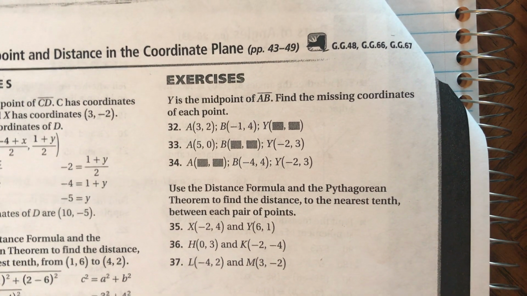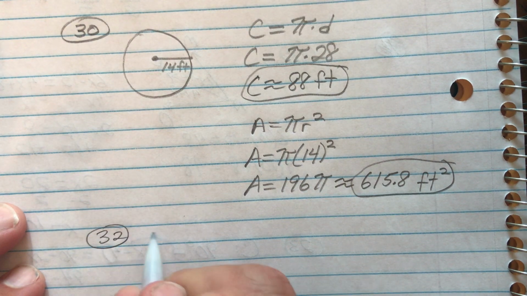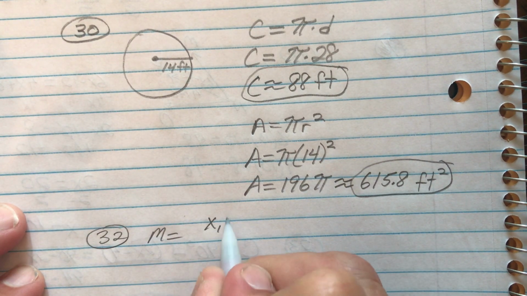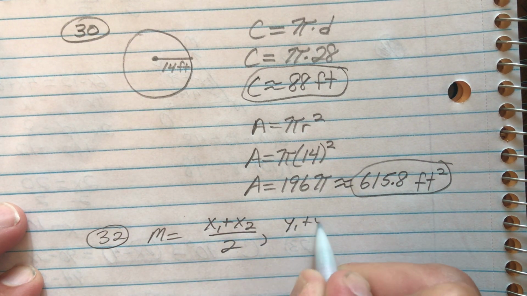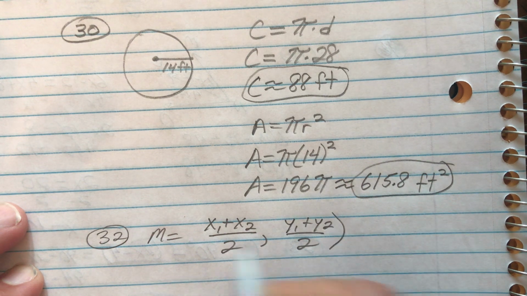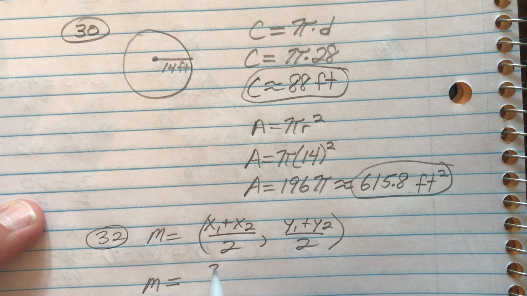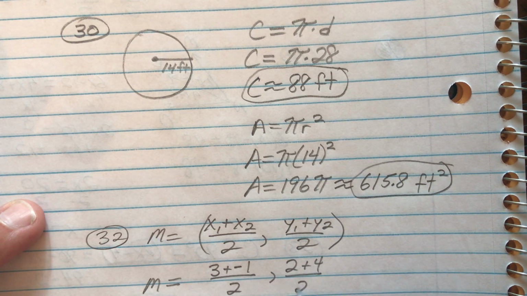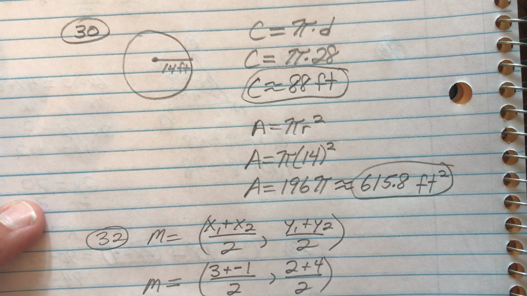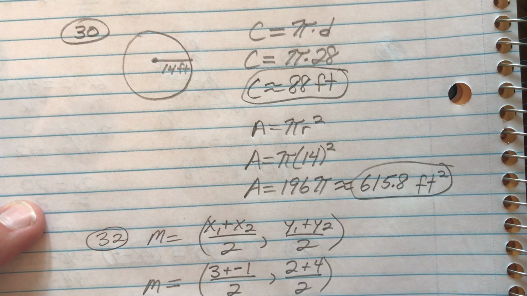So for example, for 32, midpoint is the x's added up and divided by 2, and same with the y's added up and divided by 2. So our x's were 3 and negative 1, add those up and divide by 2, and our y's were 2 and 4. Add those up and divide by 2. So 2 divided by 2 is 1, 6 divided by 2 is 3.